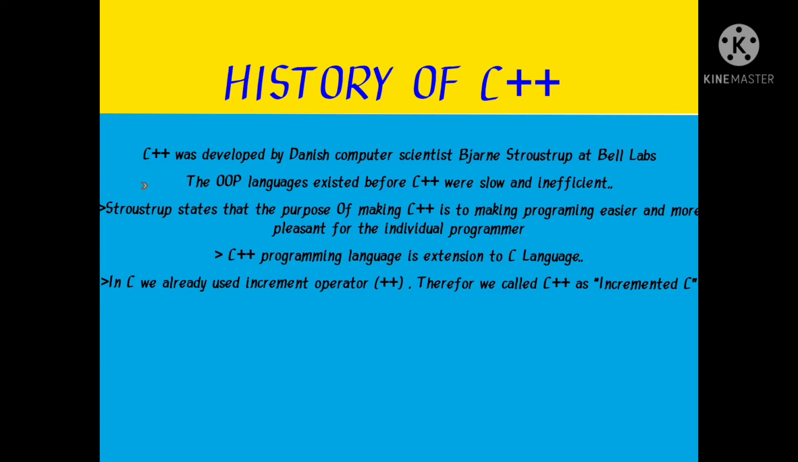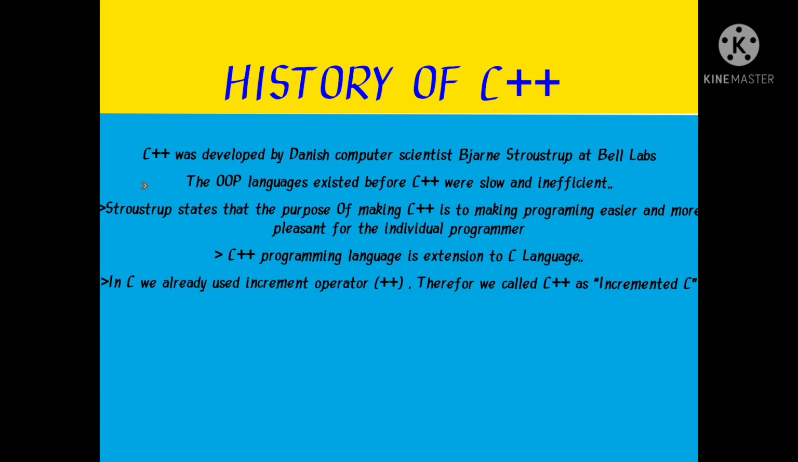C++ was developed by Danish computer scientist Bjarne Stroustrup at Bell Labs. C++ is an object-oriented language. Next point is that the OOP languages existed before C++ were slow and inefficient. It means C++ was slow and inefficient, but after the arrival of OOP, meaning object-oriented programming, C++ started to be efficient and faster than before.